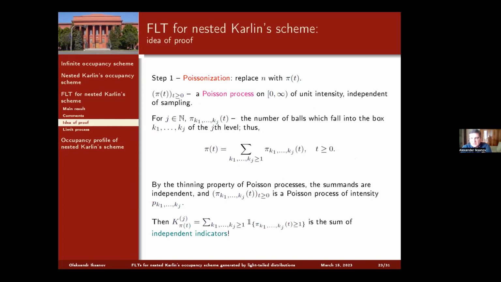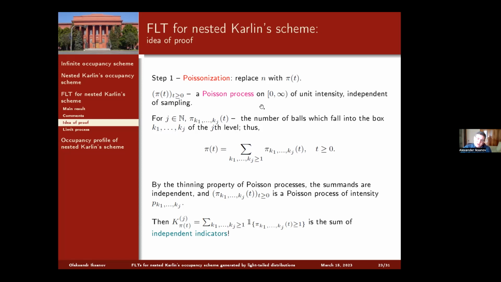And now I'd like to discuss briefly the idea of proof. The proof consists of several steps. At the first step, we replace the deterministic number of balls with pi of t balls. I recall that pi of t is a Poisson process of unit intensity, which is independent of sampling.